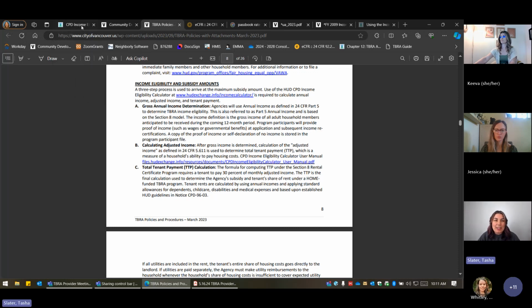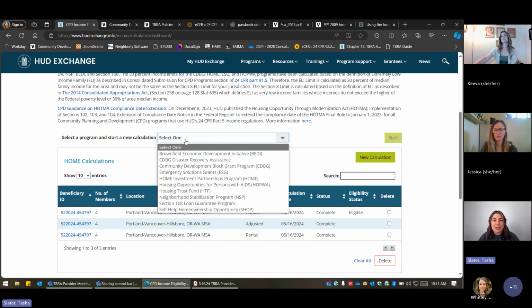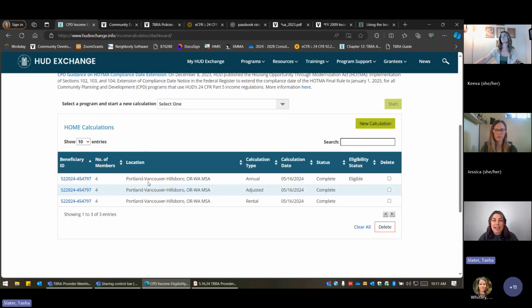So you click on that link, it'll take you to HUD Exchange. You create an account, and then you make sure that you click right here. HOME is the program that is funding this. And I've already come up with a pretend situation. The numbers are not going to be accurate. I did it for ease so that we can click through this together.